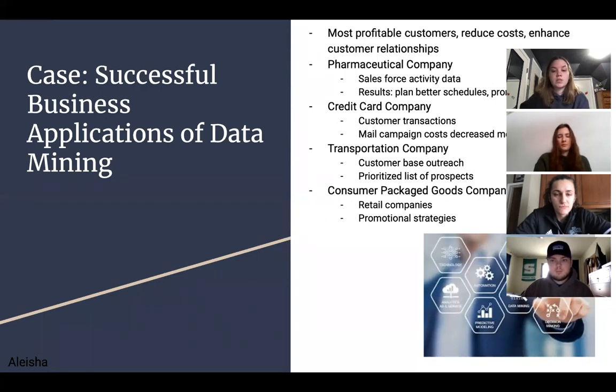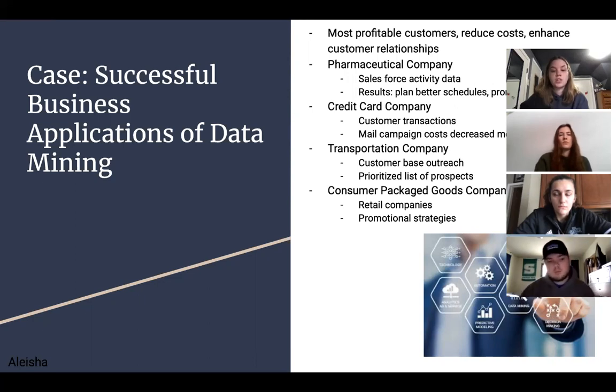Credit card companies use data mining to analyze their customer transactions to identify customers that would be most likely interested in a new credit product. This results in mail campaigns decreasing more than 20 times because they have to only send out the mail to the people that they believe will be giving it back to their companies, and they aren't sending it to the wrong places.